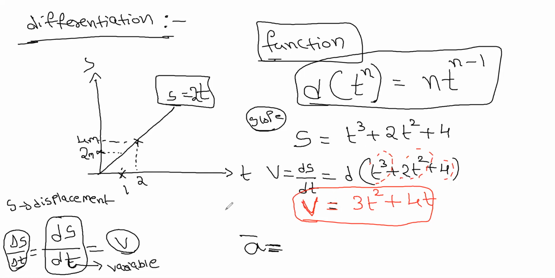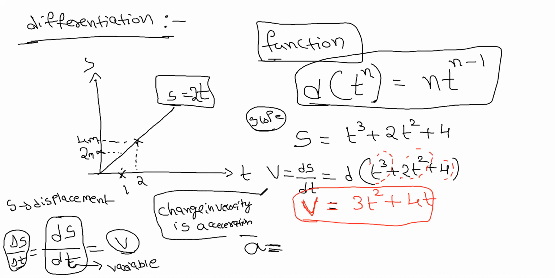Now acceleration is change in velocity. So change in velocity means dv, right? I'm taking the change as very small. If you are taking it on an average, you will get delta v. We will do the problems on that also. That is the average acceleration.